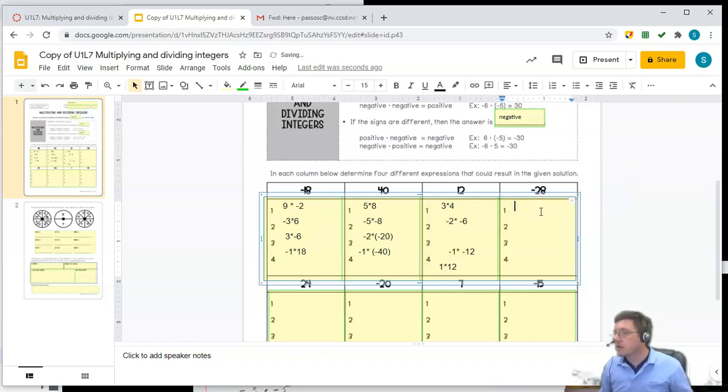Let's think of numbers that'll get us 28. So that's 4 times 7. If we make one of them negative, negative 4 times 7, that's going to be negative 28. If we do negative 7 times 4, that's also going to be negative 28. We could do 14 times negative 2, or you could do negative 14 times 2. Notice that there's one negative each time.